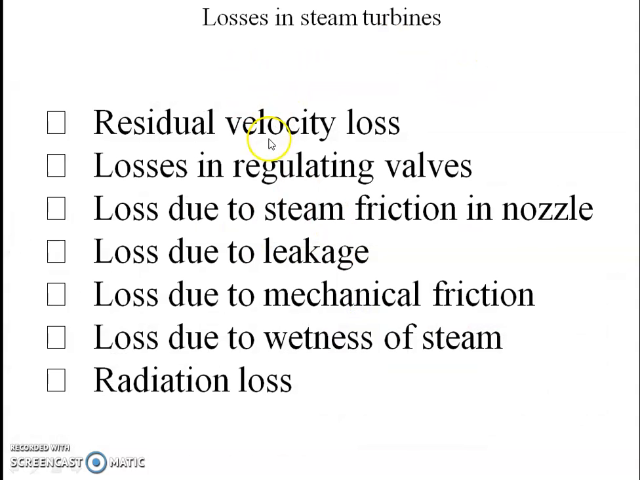The main losses in steam turbines are residual velocity losses, losses in the regulating valves, losses due to steam friction in the nozzle, losses due to leakages, losses due to mechanical friction, losses due to wetness of the steam, and finally radiation losses. These are all the losses that happen in the turbine.